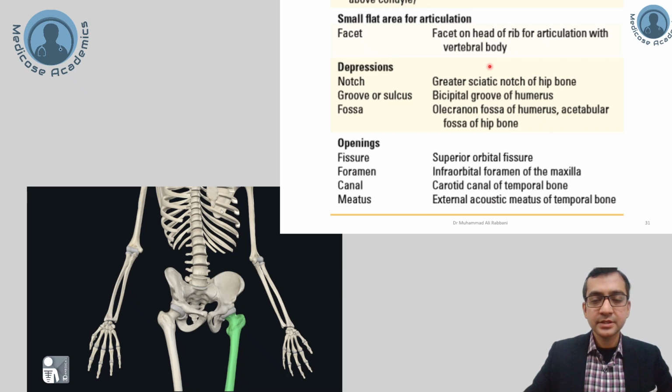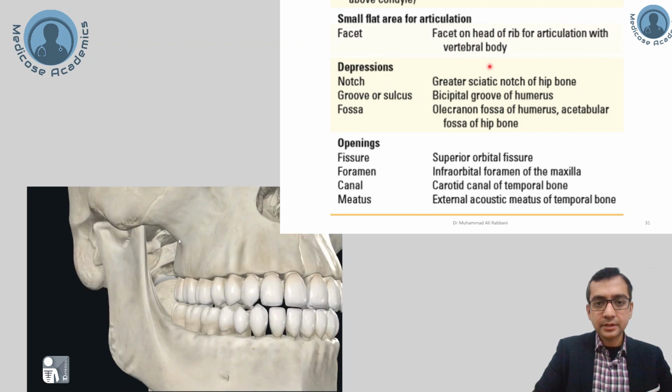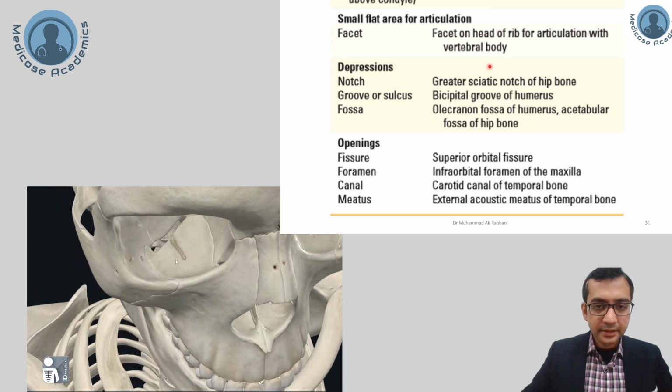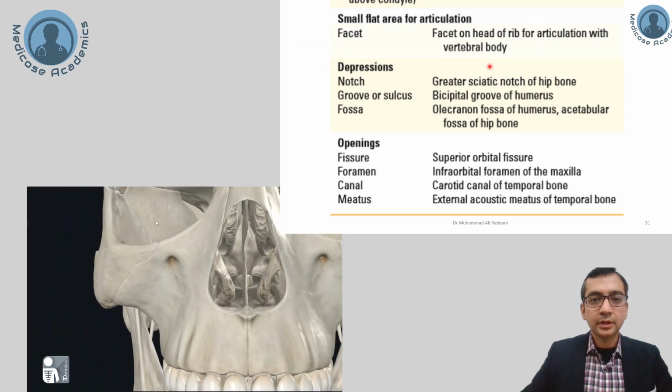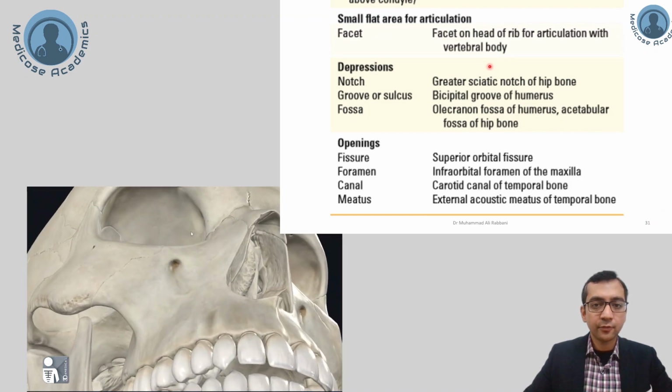Then the fissures, the slit-like openings between bones. Let us see this skull. There is a slit-like opening between the bones here. This is inferior orbital fissure. Here this is superior orbital fissure. These are fissures.